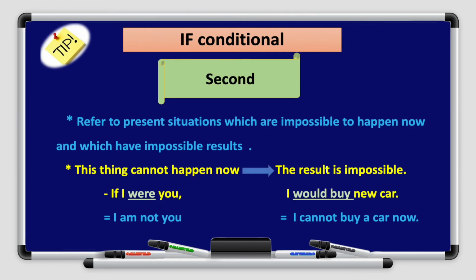What about the second type? The second type refers to present situations which are impossible to happen now and which have impossible results. This thing cannot happen now, so the result is impossible. If I were you, I would buy a new car, and surely I'm not you, so I cannot buy a car now.